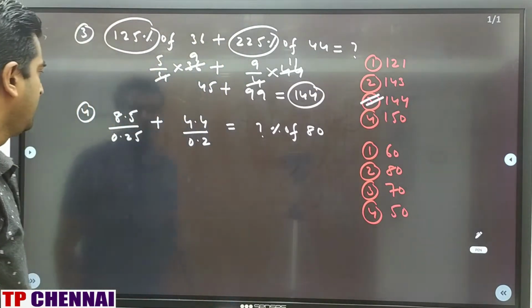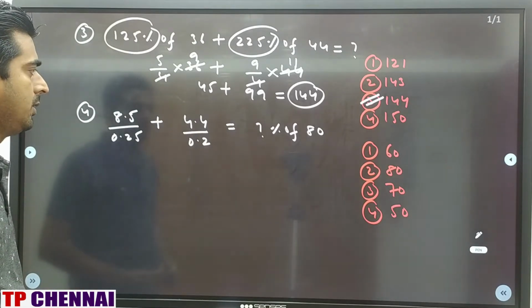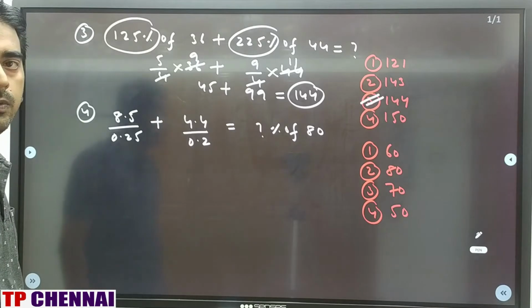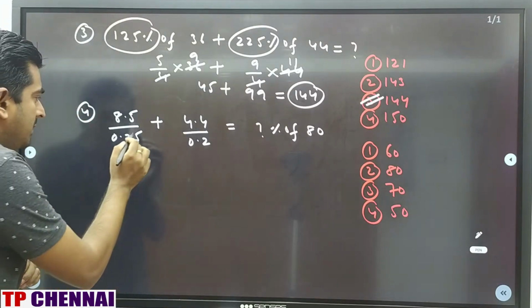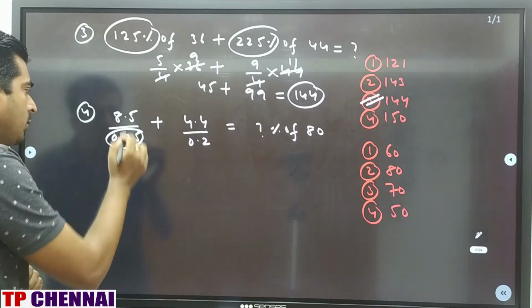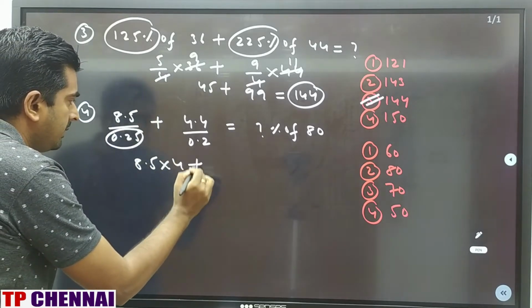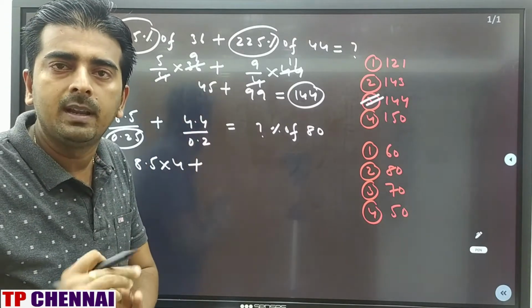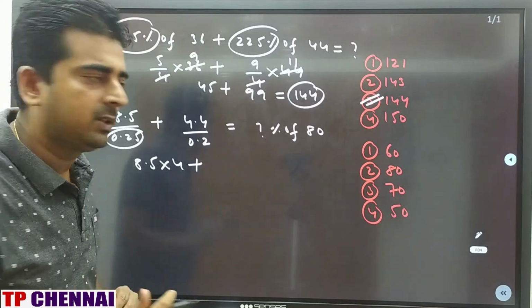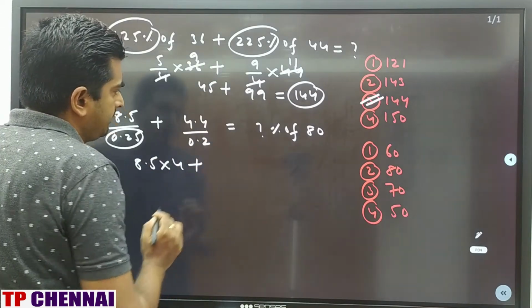Next one, 8.5 divided by 0.25 plus 4.4 divided by 0.2 is equal to question mark percent of 80. Now all are mind calculation, right? 0.25 is nothing but 1 by 4, so 4 will go in the top. Plus here 0.2 is there. I should make it 1. How? Multiply by 5. 0.2 into 5 is 1. Here also you have to multiply. So this is nothing but how much?